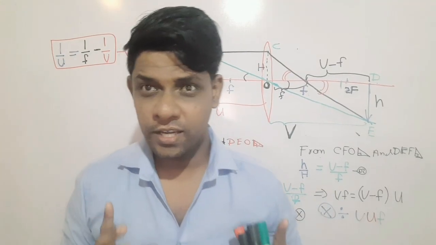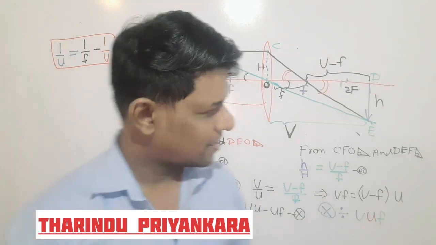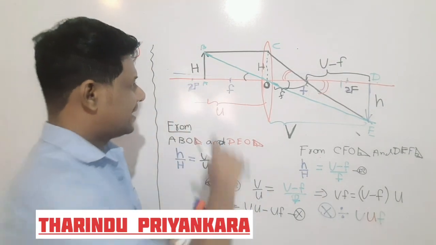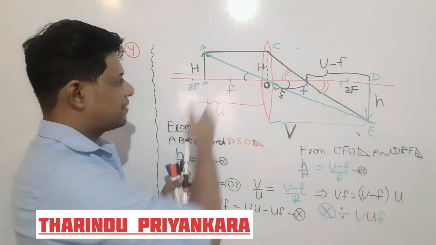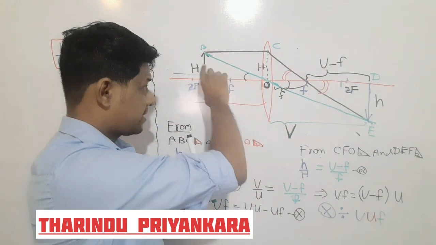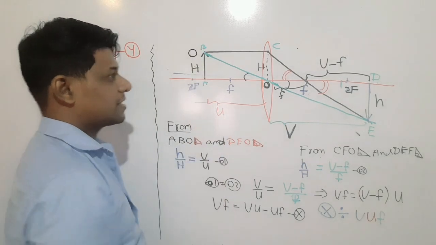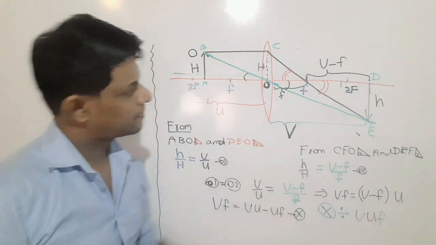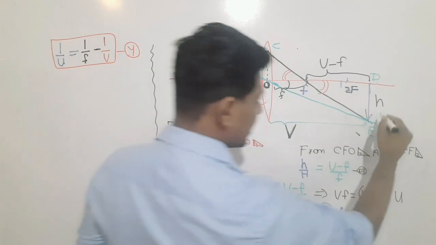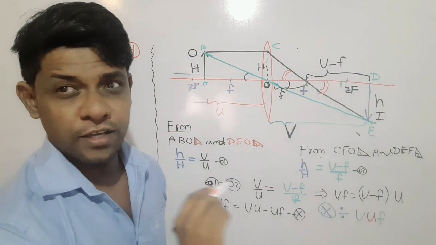Hi, let's see how to derive the lens equation. Have a really good look at this: an object kept between F and 2F of a convex lens, at a side. The object has a height of H. This is the image it would form. The image has a height of small h.